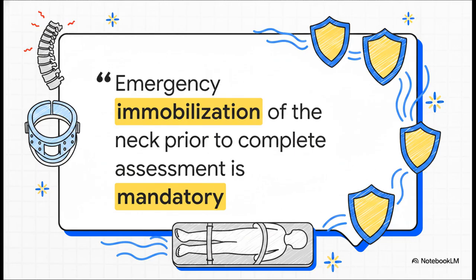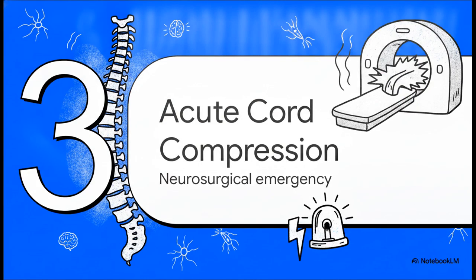Because of that sky-high risk, clinical guidelines lay down this absolute non-negotiable rule. Emergency immobilization of the neck prior to complete assessment is mandatory to minimize further spinal cord injury from movement of unstable cervical spine segments. Basically, any patient with post-traumatic midline cervical spine tenderness absolutely needs a hard collar and backboard before our detective work can safely continue. You stabilize first to protect the cord. Period.